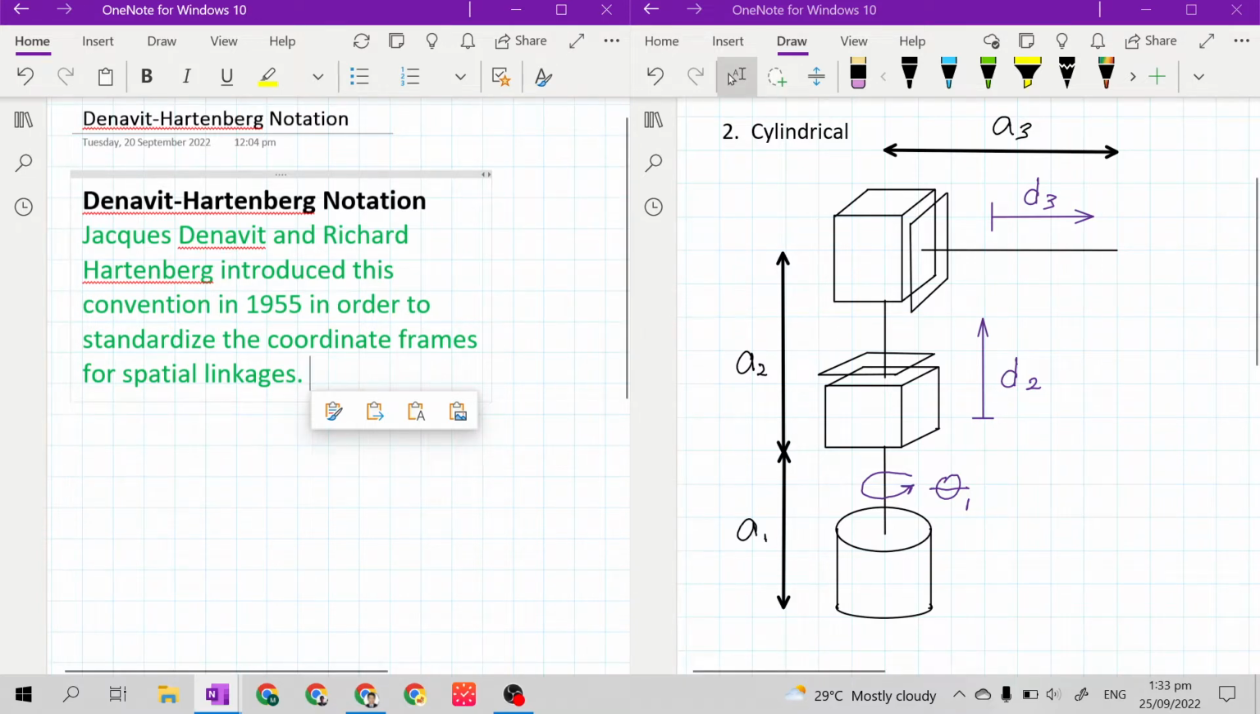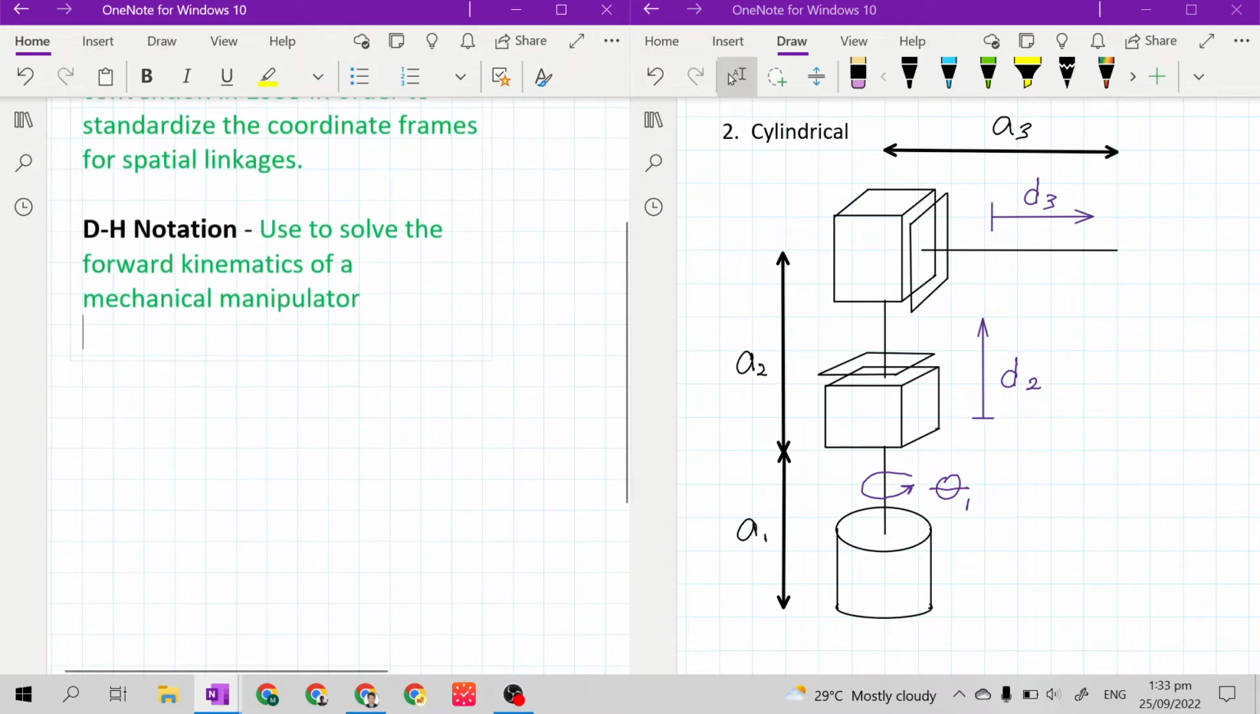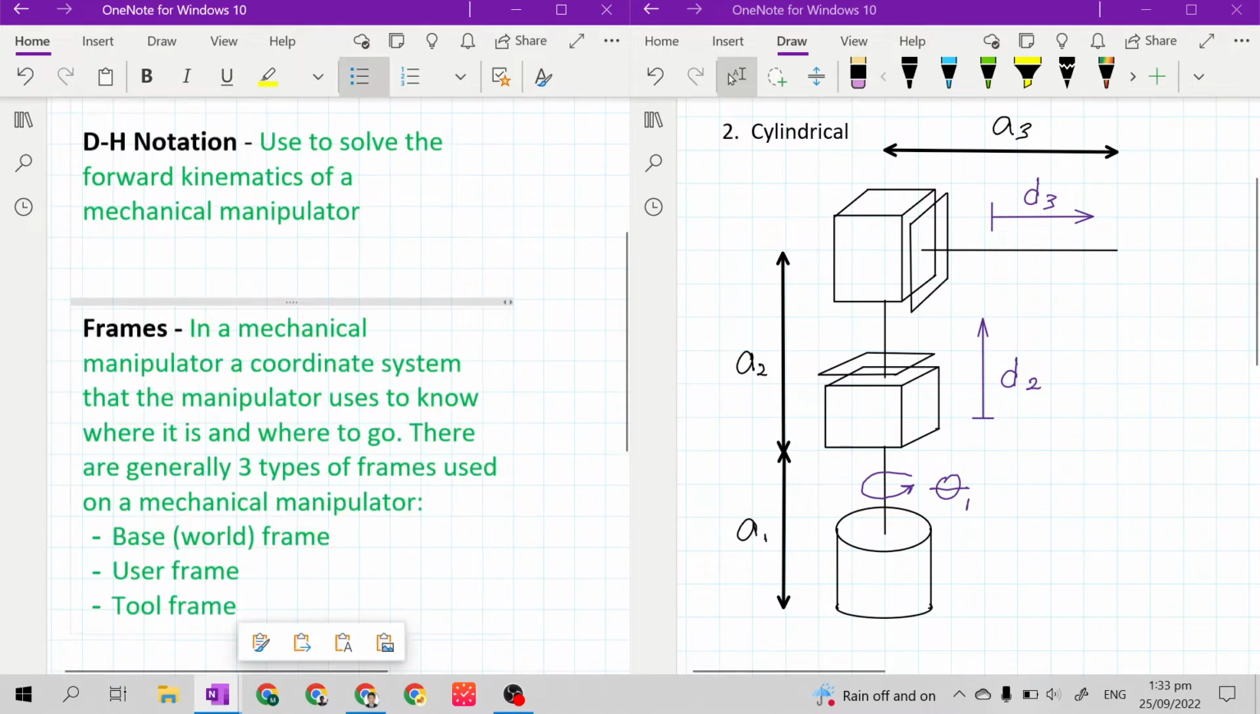So what we are doing now is a kinematic diagram of a spatial manipulator. This is what we will use to analyze and design our mechanical manipulator. DH notation is used to solve for the forward kinematics of a mechanical manipulator, and will serve as the analysis of our kinematic diagrams. Then, frames in a mechanical manipulator are used by manipulators to know where they are and where to go. It indicates the movement of our mechanical manipulator.